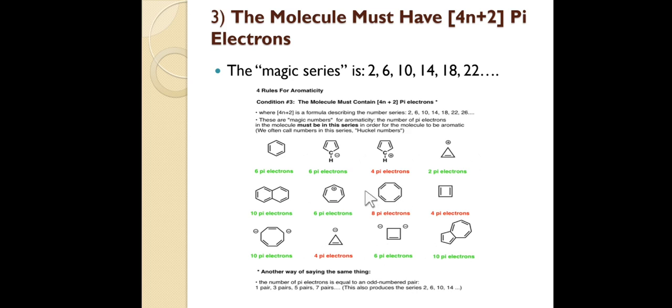This is cyclooctatetraene. So this has 4 pi bonds, that means 8 pi electrons, and so on. So this is how we are going to calculate the pi electrons.